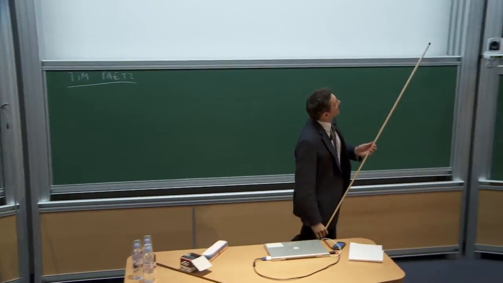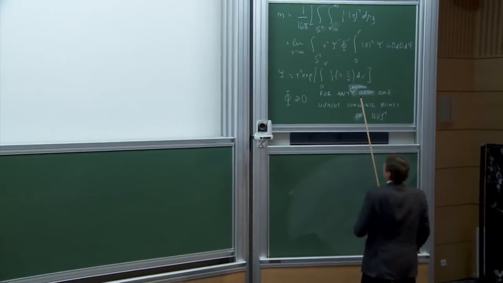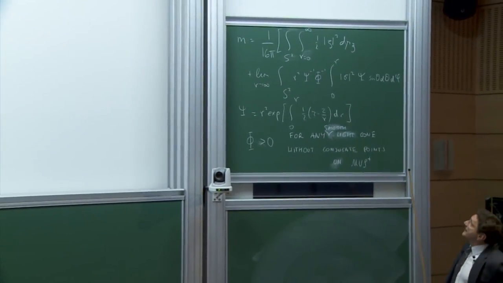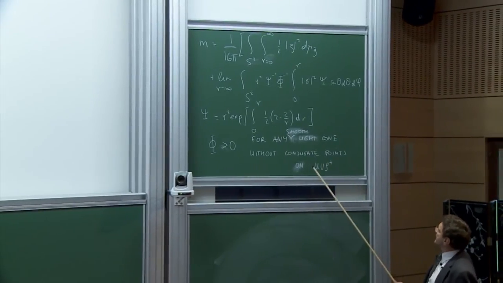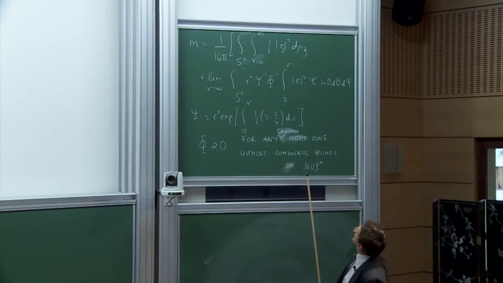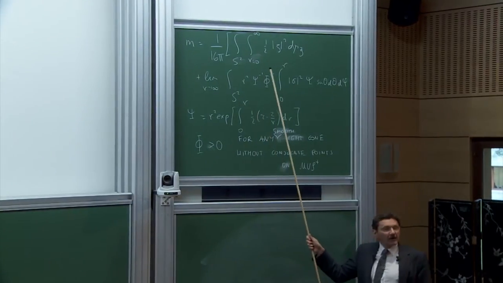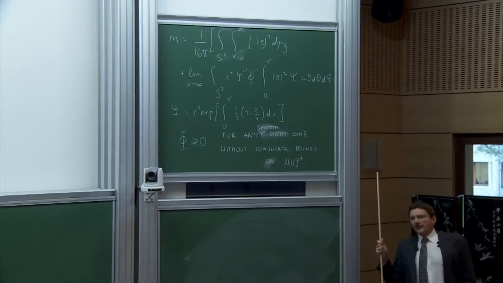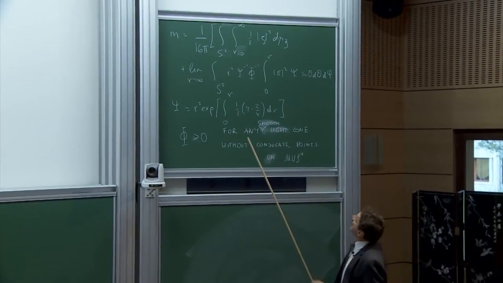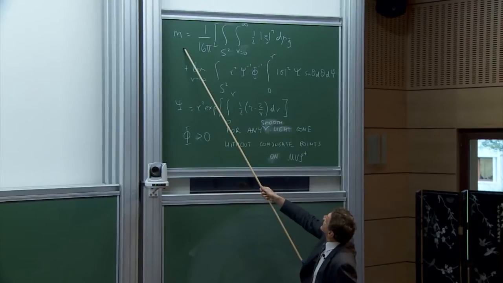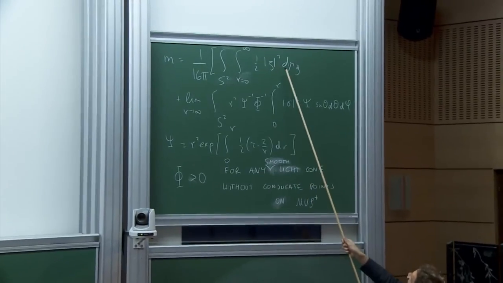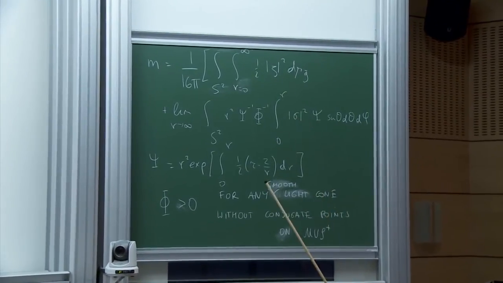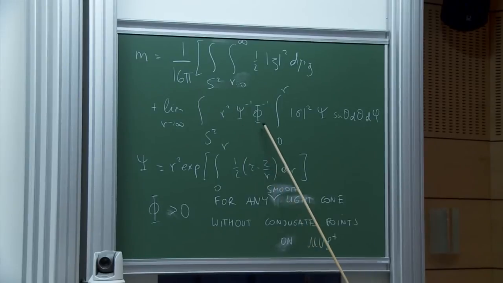I think this is probably the punchline of my talk, which says the following. If you have a smooth light cone without conjugate points on this funny set, I'm going to explain what this means, then this is the formula for the so-called Trautman-Bondi mass. So this is the mass, this is pi, and I'm going to explain what each of these terms is.